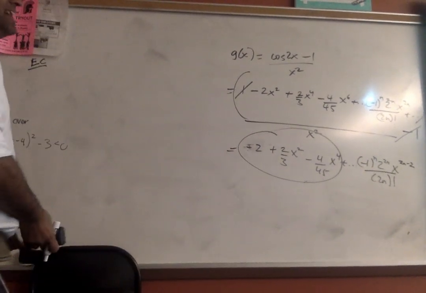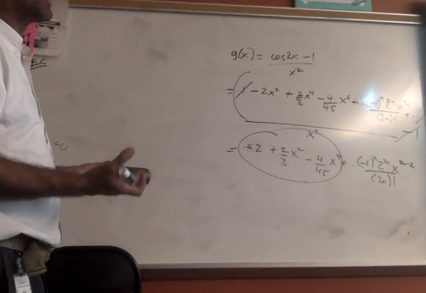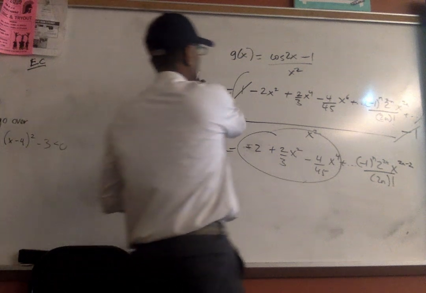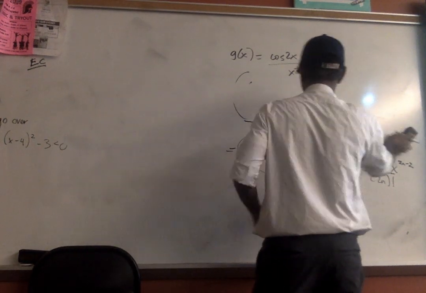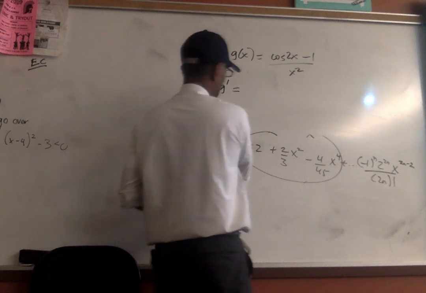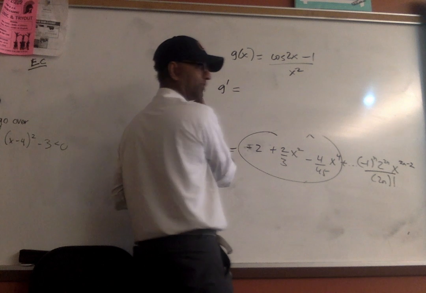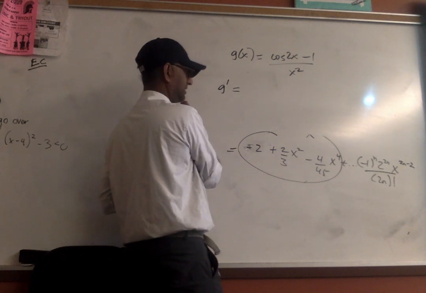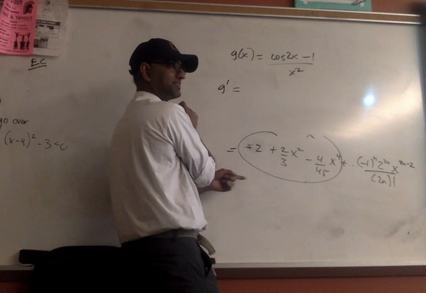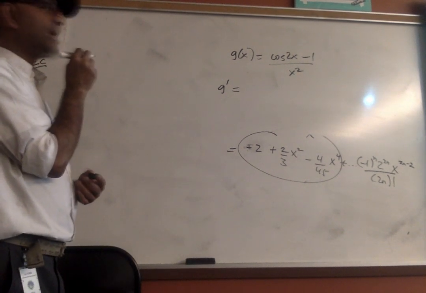D says, determine whether G has a relative minimum, relative maximum, or neither at x equals 0. Justify your answer. So what should I calculate? G dash. So G dash will become 4 over 3. We're finding G dash. What were you thinking? Of the top.